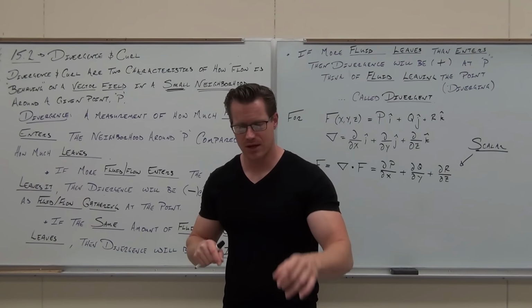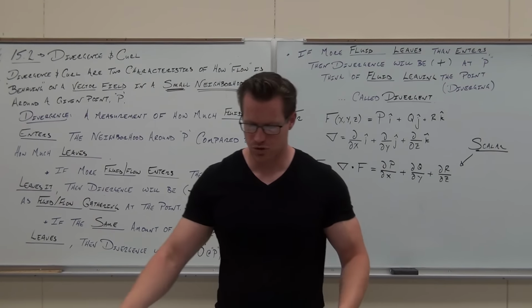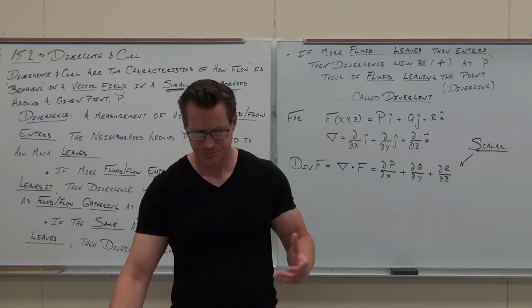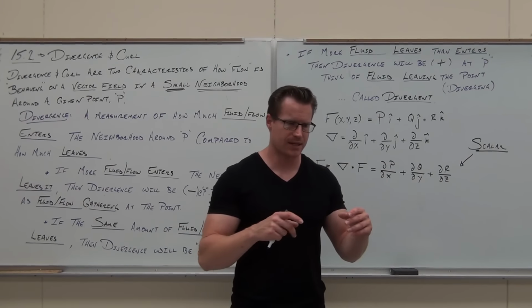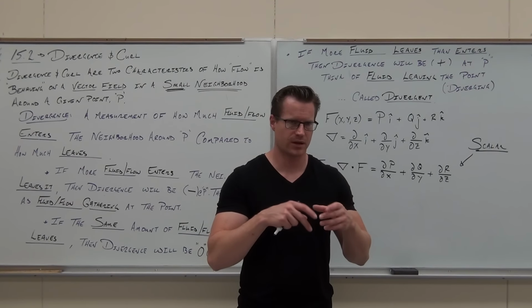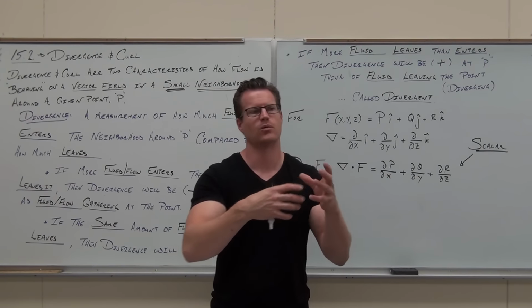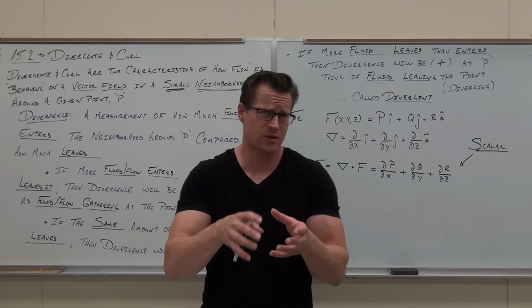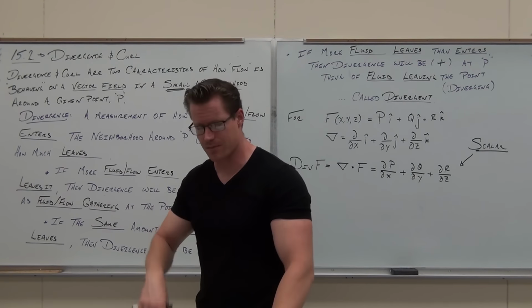How about you ask that question in just a little while? Because we're going to draw some. We're going to look at how these would actually work. But the idea is there's going to be some vectors entering this point, to the neighborhood around it, and leaving, and we're going to compare what it's doing. Are there more entering, more leaving than entering, or the same?